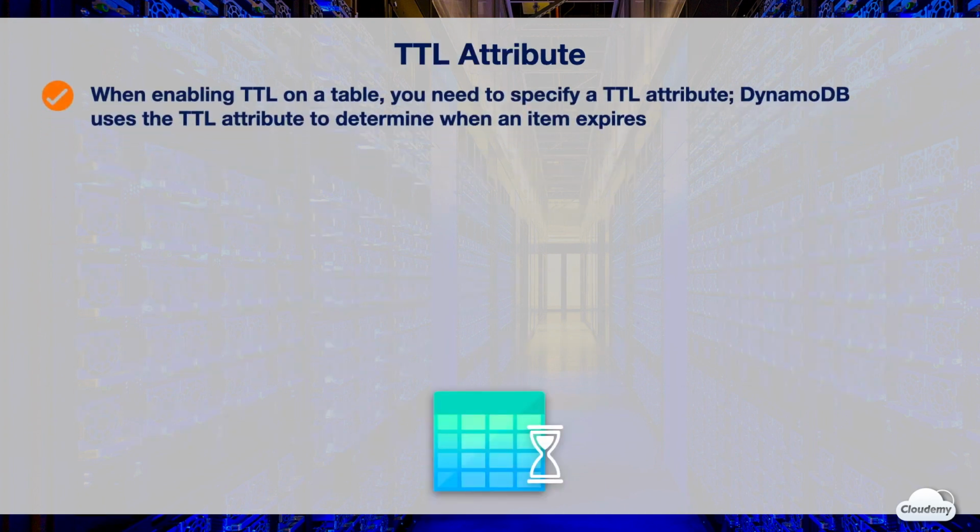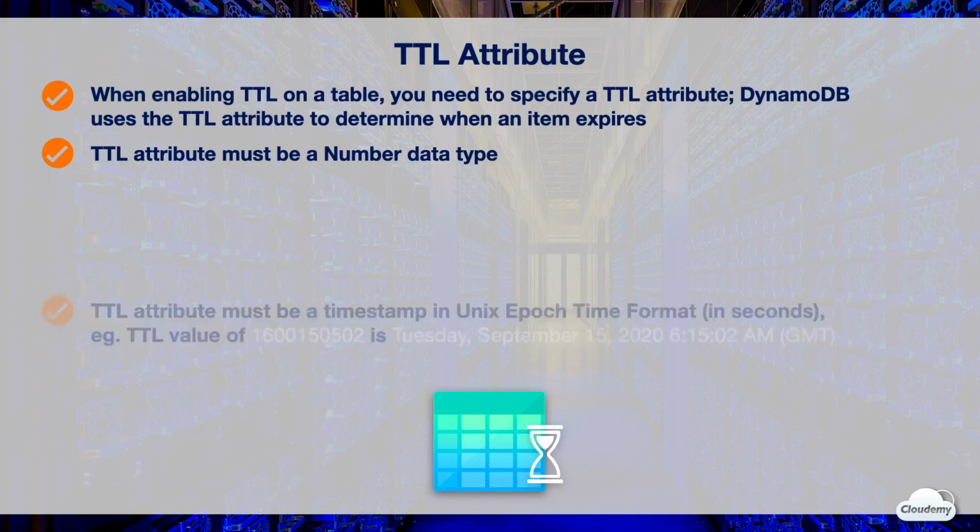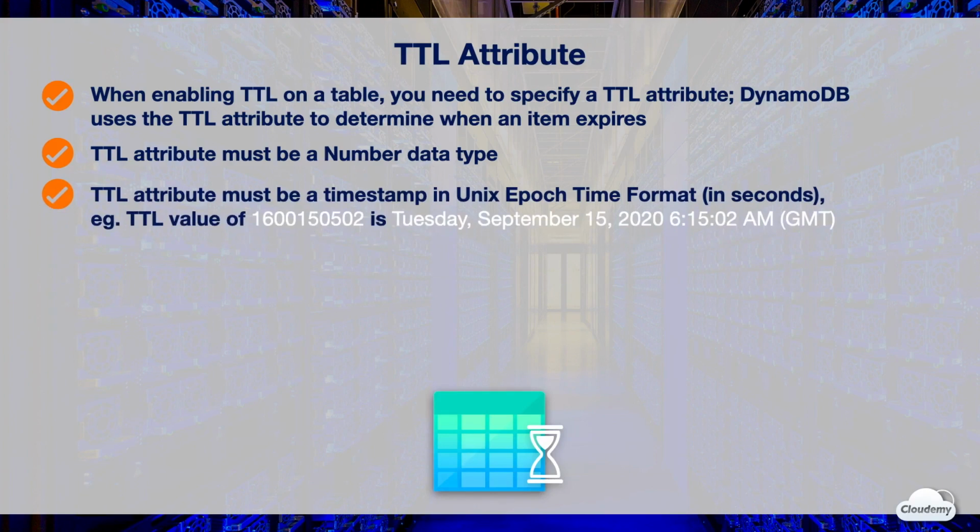When you enable TTL on a table, you need to specify a TTL attribute. DynamoDB uses the TTL attribute to determine the item expiration time. The data type of the TTL attribute must be the number type. If you use any other data type, the TTL process will ignore the attribute. The TTL attribute value must be a timestamp in Unix epoch time format. The Unix epoch time is a number in seconds that represents a date and time. If you use any other format, the TTL process ignores the item.